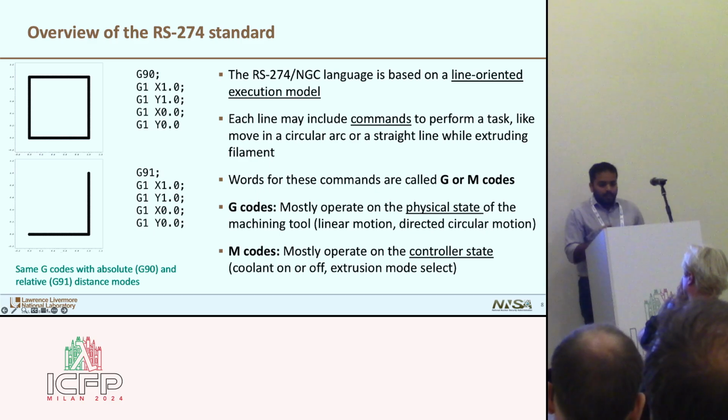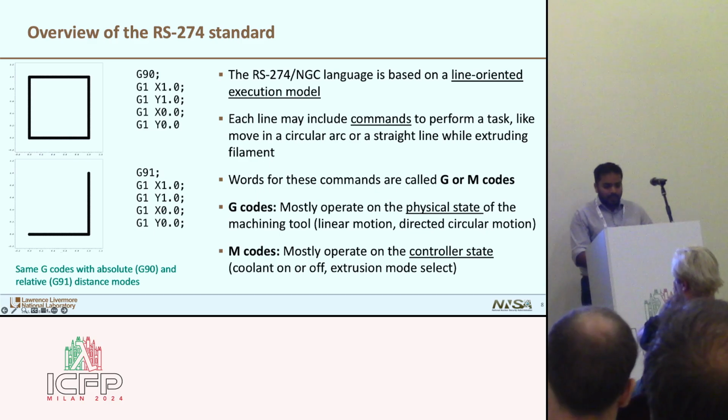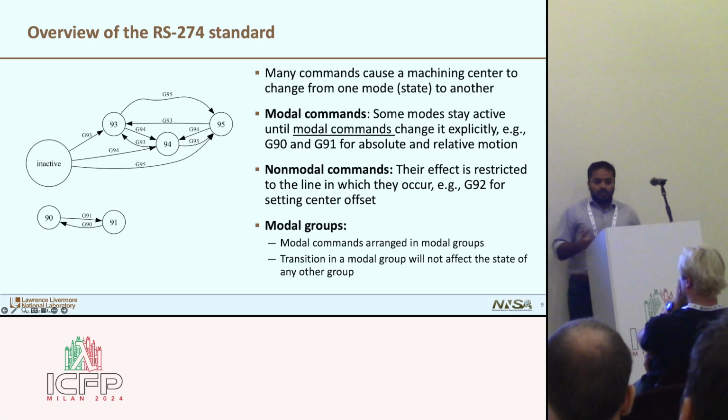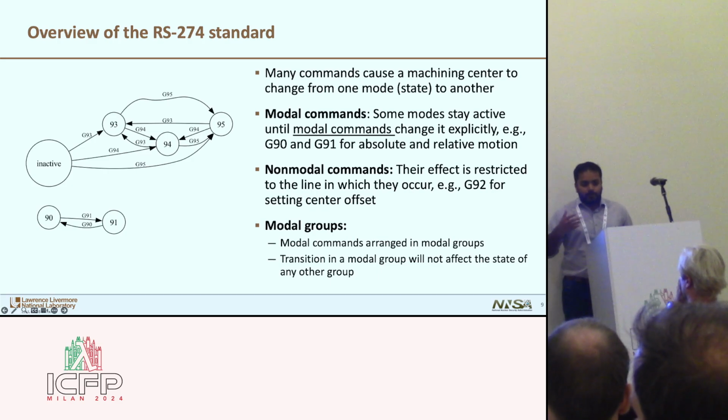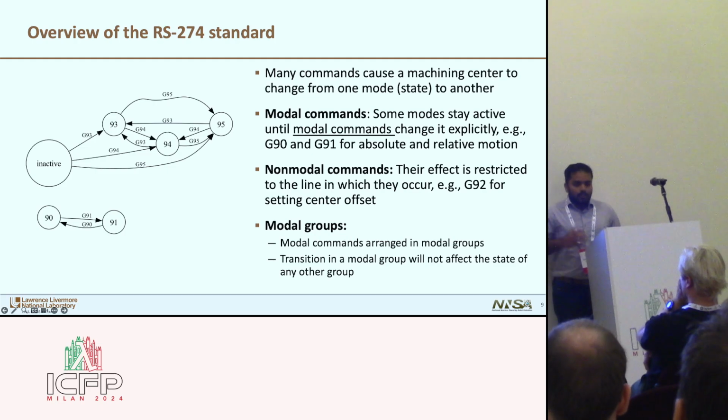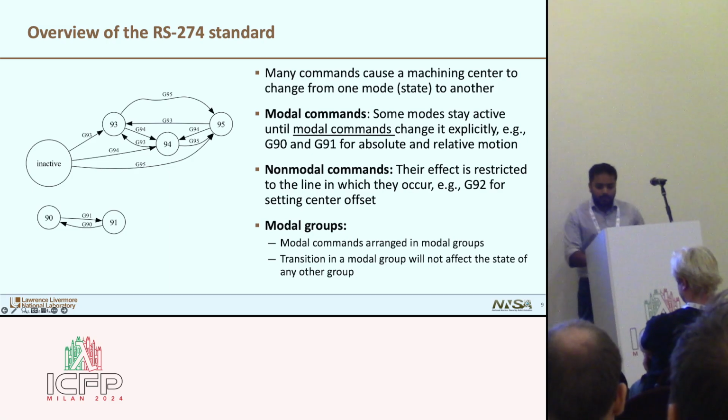And as you can see, these G instructions, the G commands, have caused the machining center to change from one mode to another. In this case, it's the physical mode. There are other commands which also lead to a change in the controller state. And these commands are typically classified into two categories, modal commands and non-modal commands. For the modal commands, some modes may remain active until these modal commands change it explicitly. Examples of modal commands are G90 and G91 for absolute and relative motion.